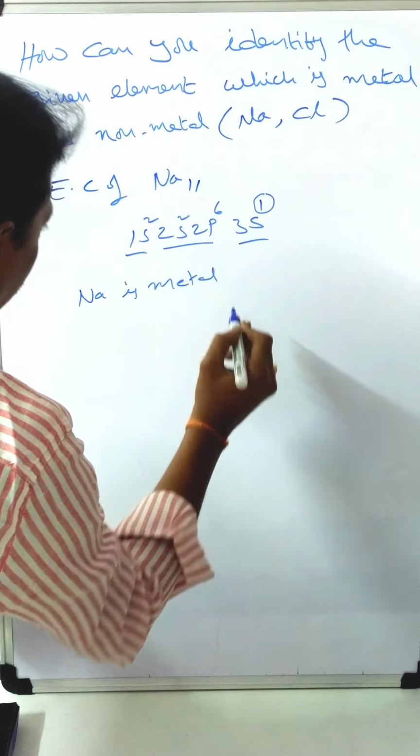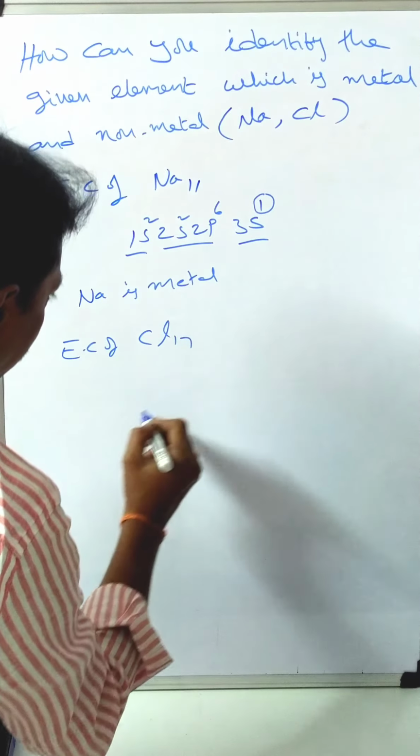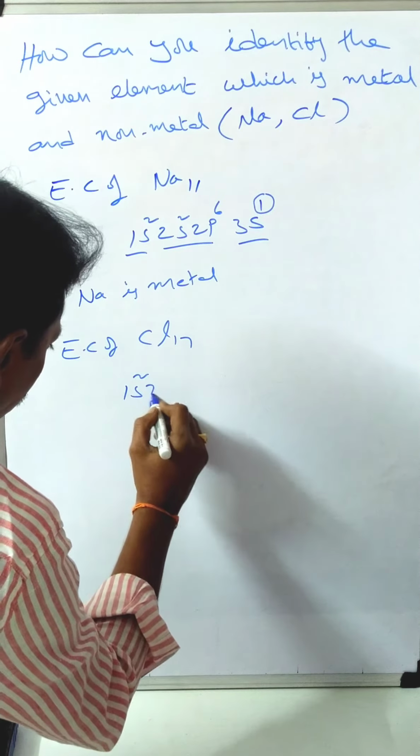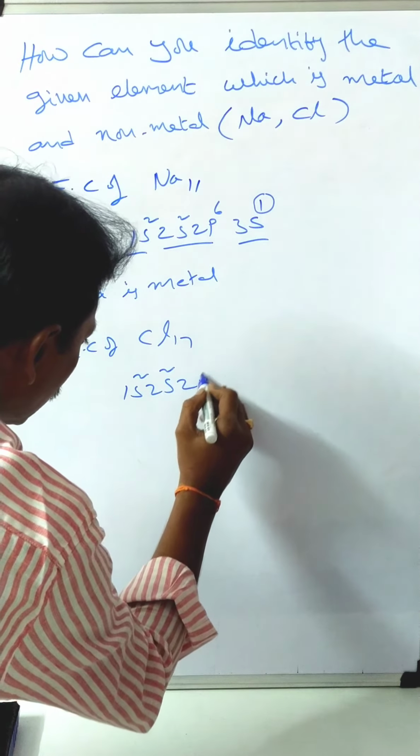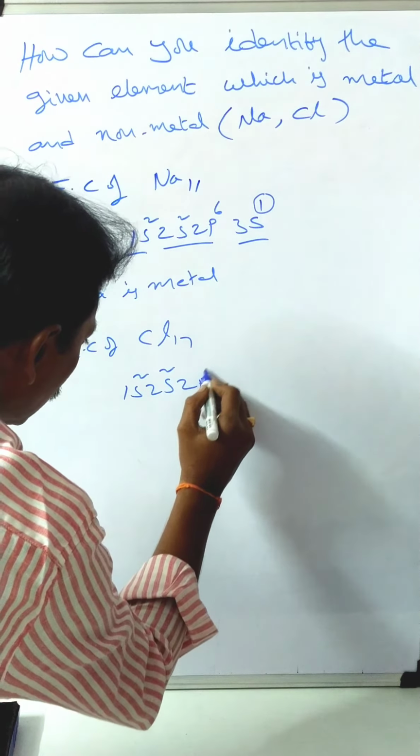Now write down the electronic configuration of chlorine. Chlorine atomic number is 17. 1s2, 2s2, 2p6, 3s2, 3p5. Here the outer shell contains 7 electrons.